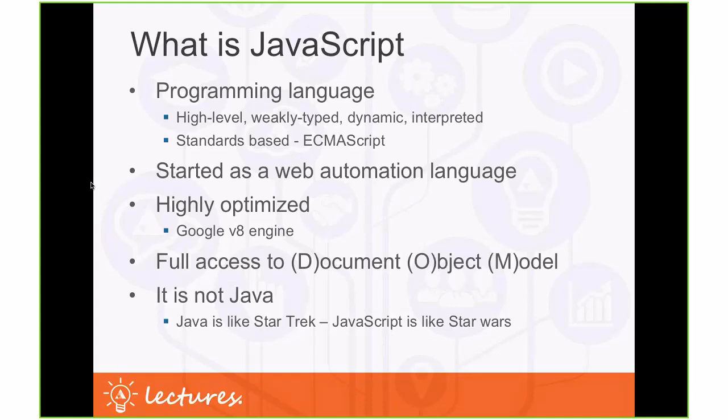It is worth noting that JavaScript is not Java. Java is a very much more strict language. It takes a great deal more expertise to be able to use it. JavaScript is a considerably easier language. It has been described that Java is a bit like Star Trek, very clean and precise, whereas JavaScript is a bit like Star Wars, a bit flexible. But it gives us an ability to automate things in the web very easily.